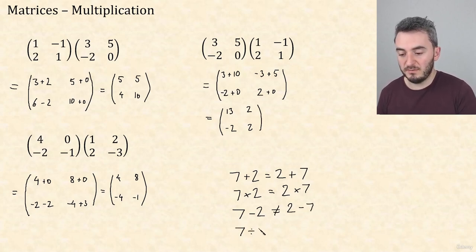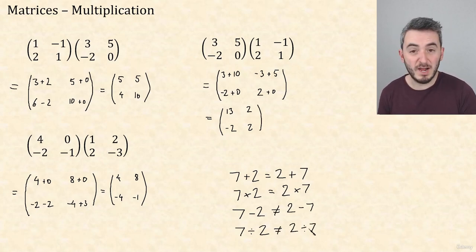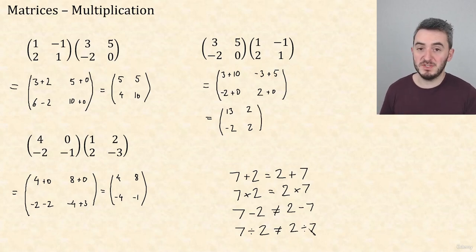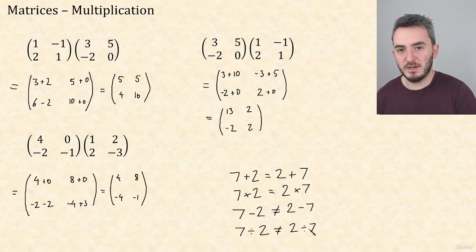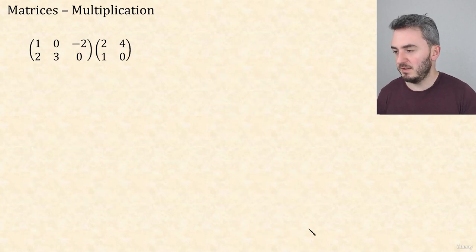So 7 divided by 2 is not the same as 2 divided by 7. And powers as well. 7 to the power of 2 is not the same as 2 to the power of 7, and so on. So you're already familiar with lots and lots of non-commutative operations. It just turns out that multiplication is non-commutative in matrix world. Okay, let's have a look at some little interesting cases.